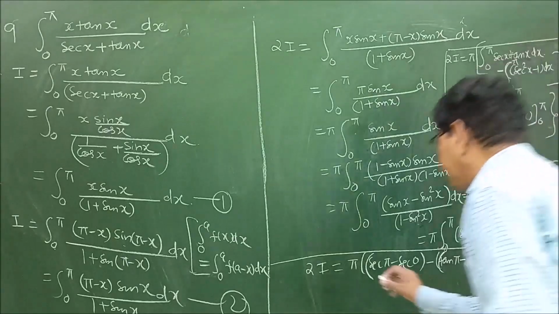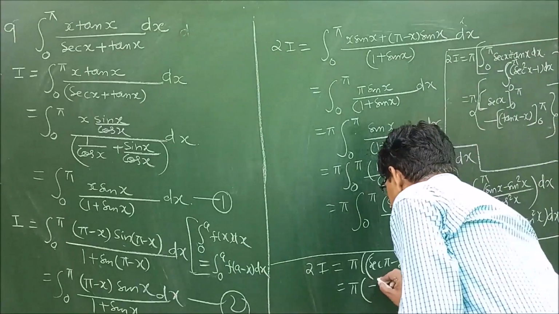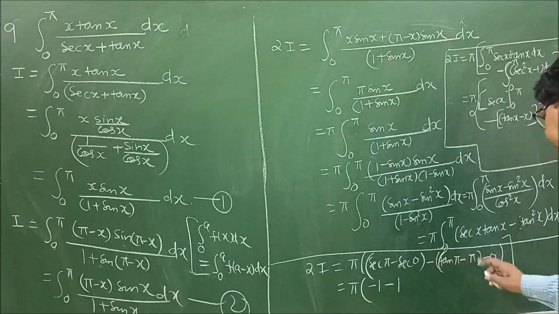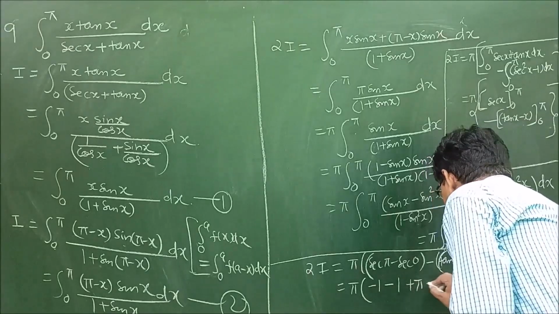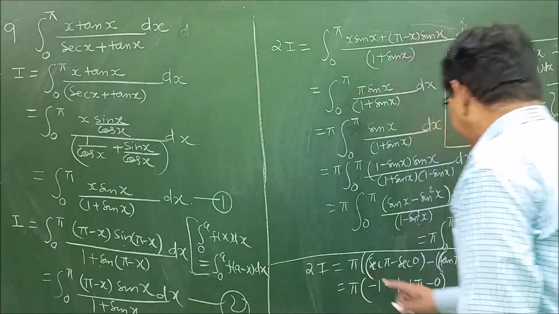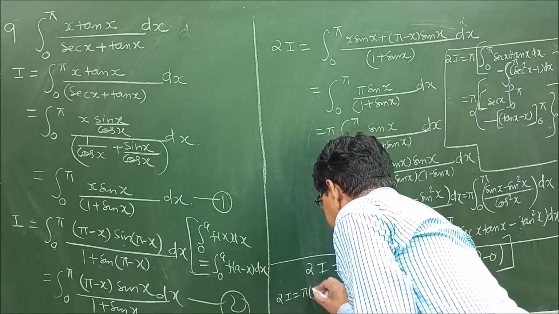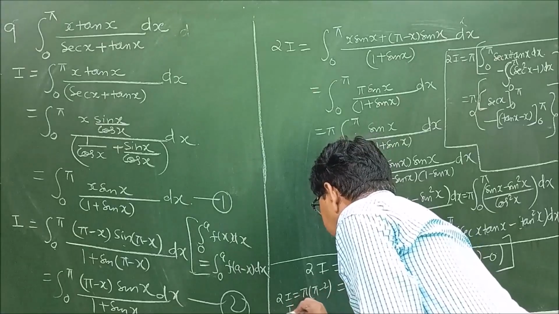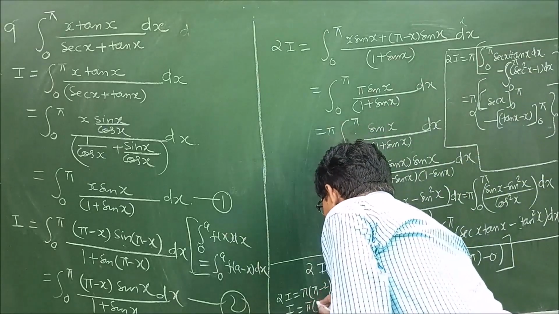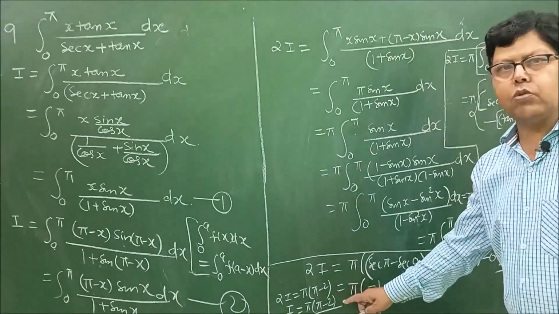So this is equal to pi into, the value of sec pi is minus 1 and the value of tan pi is 0, plus pi minus 0, that is pi minus 2. So 2I is equal to pi into pi minus 2, that is the value of I is equal to pi into pi minus 2 upon 2. So this is the final answer of this question.